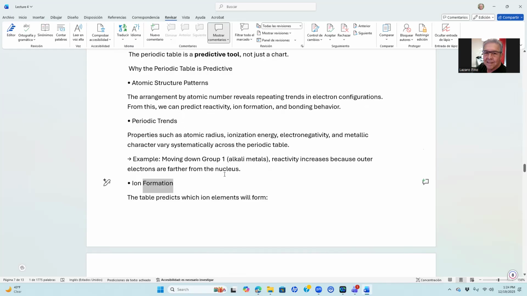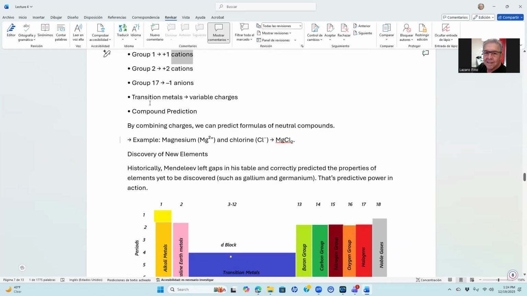Ion formation. The table predicts which ions elements will form. Group 1, plus 1 cations. Group 2, plus 2 cations. Group 17, minus 1 anions. Transition metals, variable charges. Compound prediction. By combining charges, we can predict formulas of neutral compounds. Example, magnesium Mg2+ and chlorine Cl-, MgCl2.